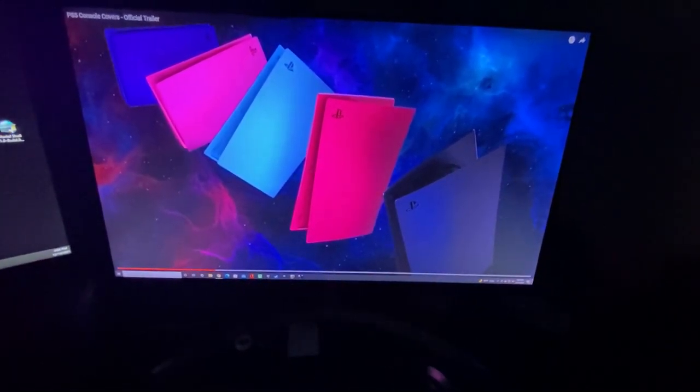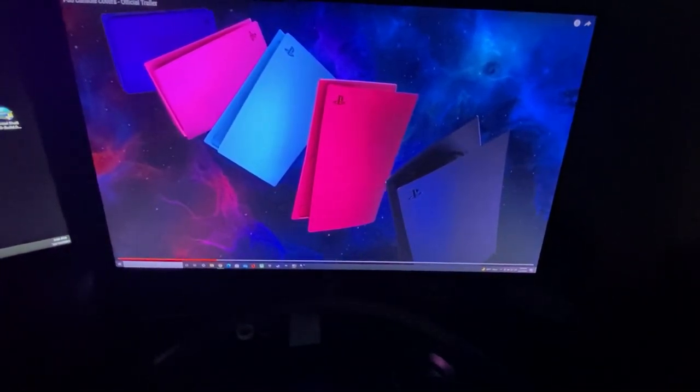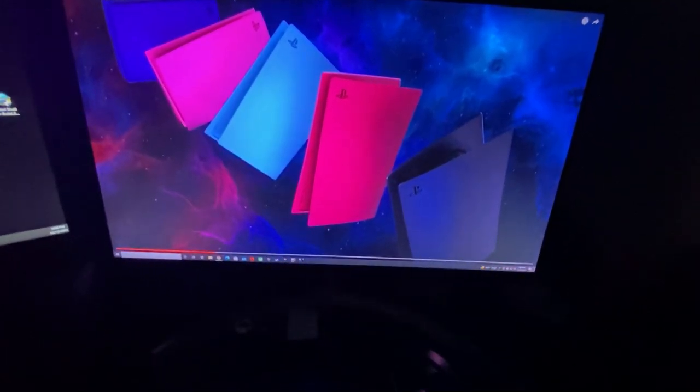The cosmic red, I can see why they did that because, you know, the only controllers that are not white that Sony has released, Sony, not third parties, Sony, is the black, the midnight black, and the cosmic red. So, of course, they would have matching plates for that, too.